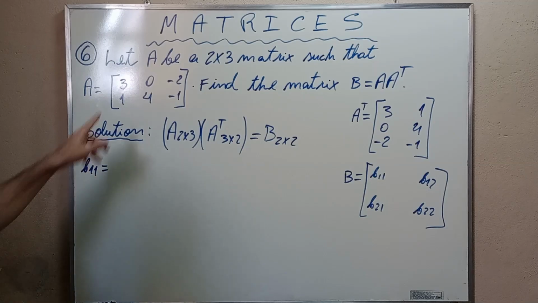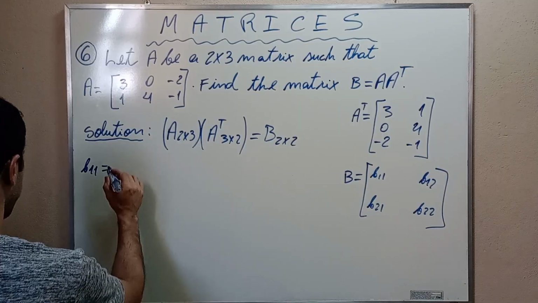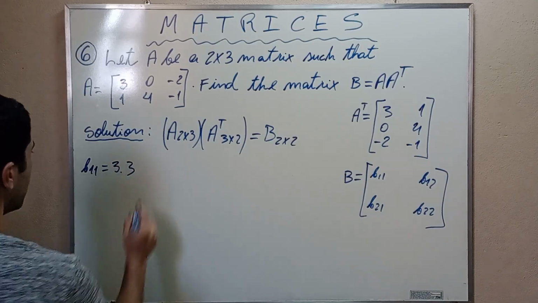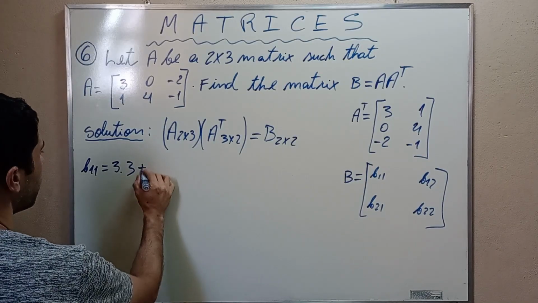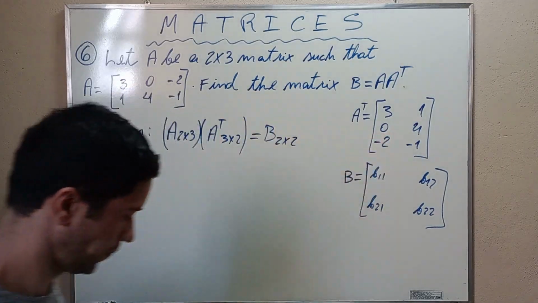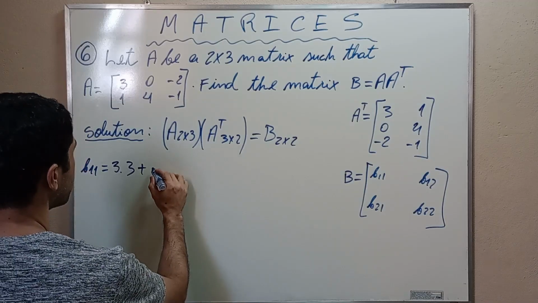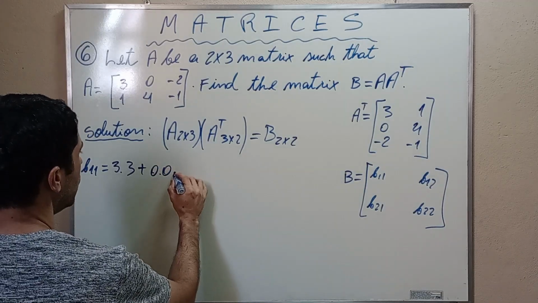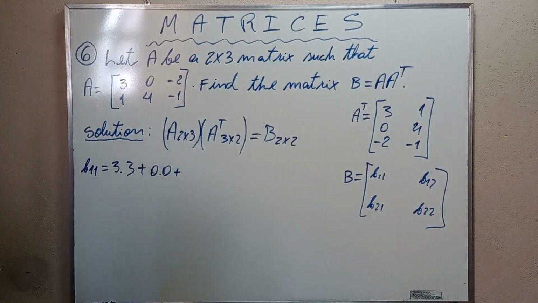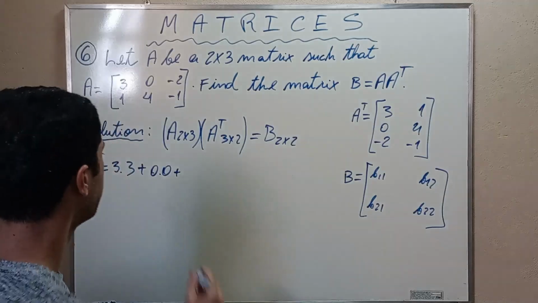It is going to be 3 times 3 plus 0 times 0 plus negative 2 with negative 2, okay?